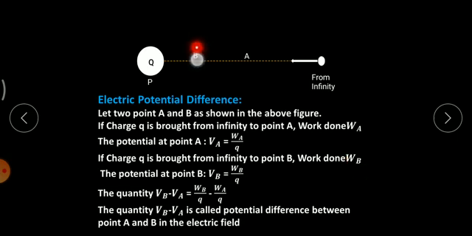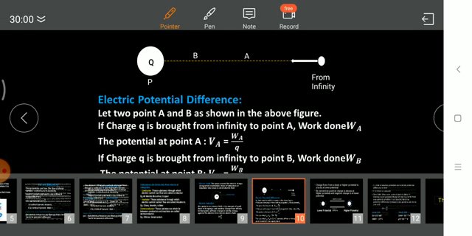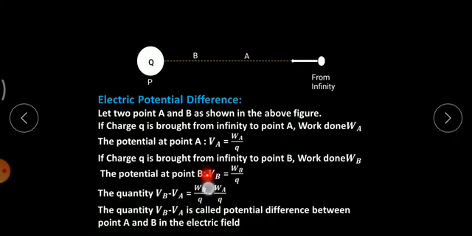And if I analyze potential at point B, it is nothing but work done at point B, that is, work done W suffix B upon Q. Q is going from infinity to point B. Work is done, that work I'm naming as W suffix B, and the charge is moving from infinity to point B. Therefore the electric potential at point B is VB equals WB upon Q.